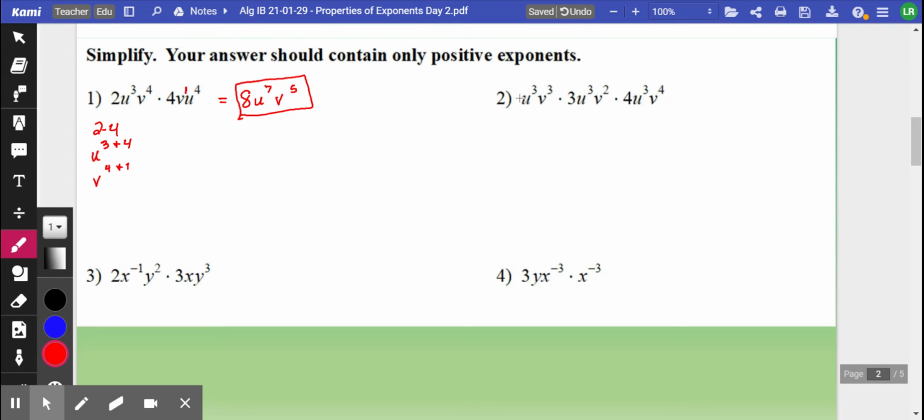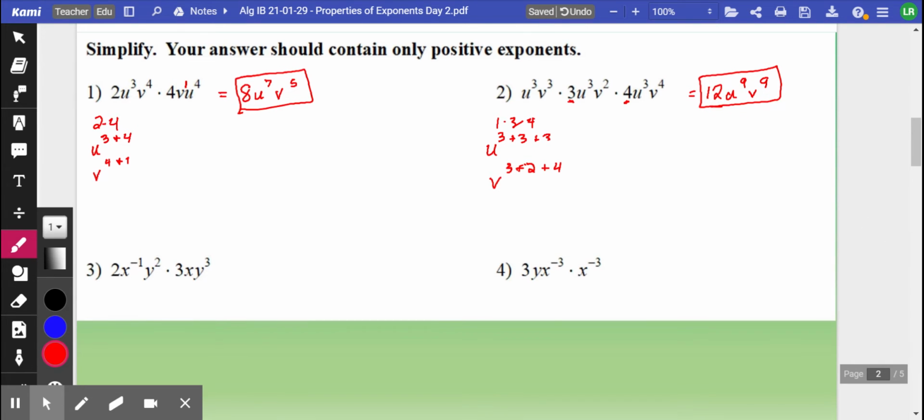Number 2, numbers first. So we have 1, 3 and a 4. So really we have 1 times 3 times 4. You don't really have to put the 1 there. Well, 3 times 4 is 12. The u's, these are all multiplied, so we're going to add exponents. So u to the third, u to the third, and u to the third. 3 plus 3 plus 3 is 9, so that's u to the ninth. My v's, I have v to the third, v squared, and v to the fourth. And 3 plus 2 plus 4 is also 9. No zero or negative exponents, so that is my answer.